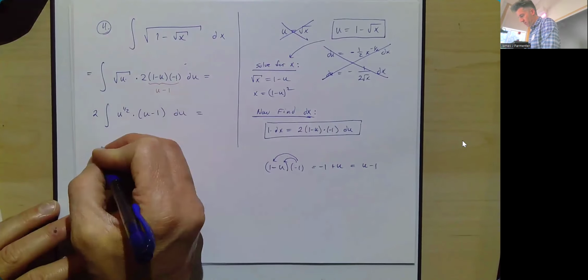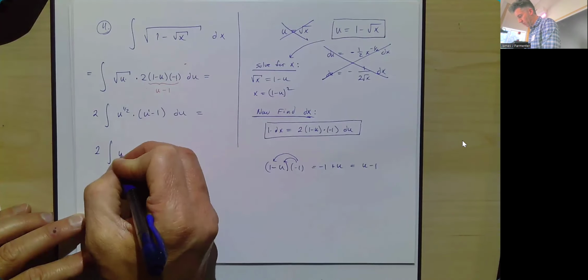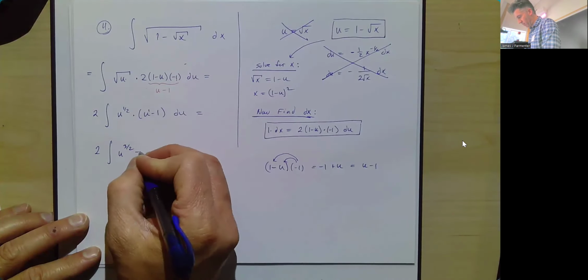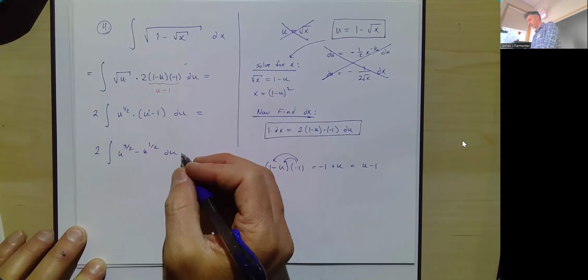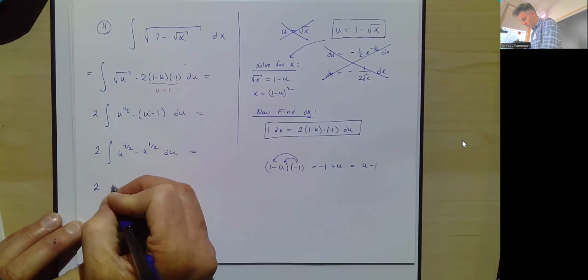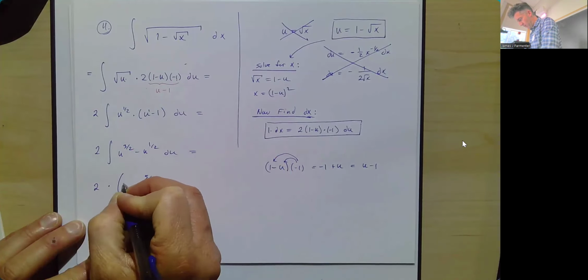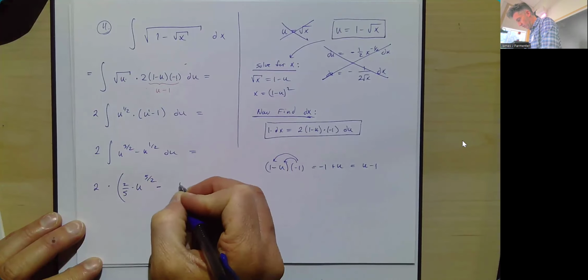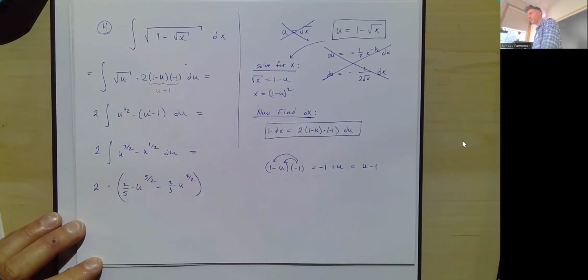And then distribute the u to the 1/2. u to the 1/2 times u to the 1 is u to the 3/2. u to the 1/2 times 1 is u to the 1/2. And now we're in a place where we have powers of u, so we can anti-differentiate. We get 2 times u to the 5/2 times 2/5 minus u to the 3/2 times 2/3 plus c.